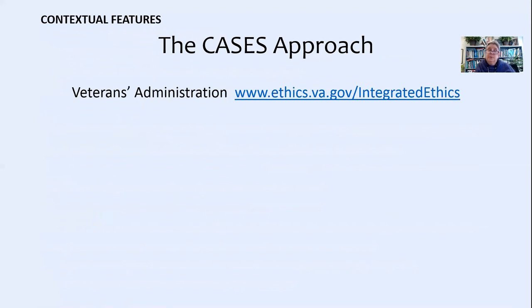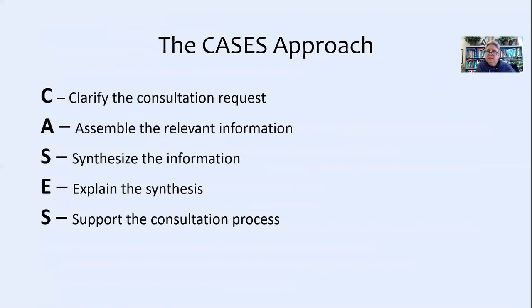And so the CASES approach is the second method, and this is the VA's. And really it's an interesting method that combines the process of ethical consultation with ethics case analysis. And so this is the CASES approach. C stands for clarify the consultation request. What's the type of consultation? Establish realistic expectations, get preliminary information, formulate the ethics question.